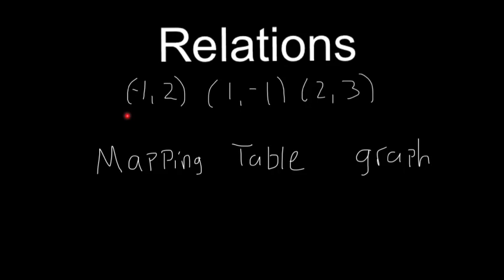So often the easiest way to think about relations is through ordered pairs. So for example, this -1 goes with +2. This 1 goes with -1. This 2 goes with +3. And if you remember ordered pairs, this is our x value, this is our y value, and we could graph those ordered pairs if we wanted to. So there's three different ways we can represent relations. One's a mapping, one is a table, and the last one is through a graph.